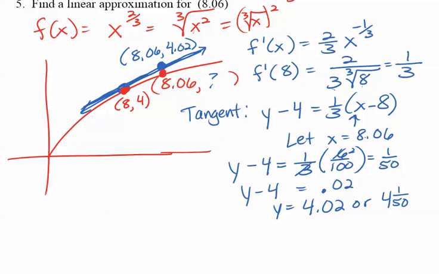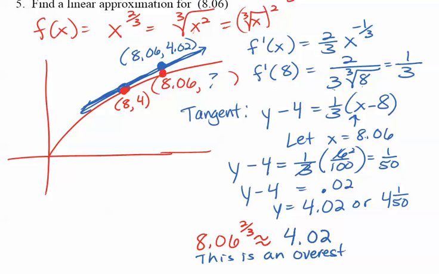So I keep repeating that, hopefully that you will see that 8.06 to the 2/3 power is only approximately equal to this point on the blue tangent line. Okay? And again, we can see that our graph in this section is concave down, so this is an overestimate, since f of x is concave down. And I think that will do it.